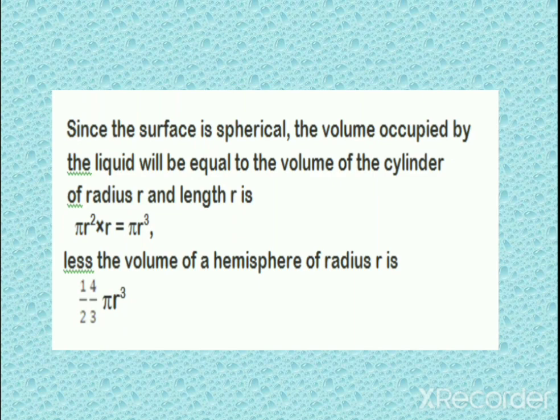Since the surface is spherical, the volume occupied by the liquid will be equal to the volume of the cylinder of radius r and length r. Why length r? Here we are taking a meniscus. So we get pi r square into r, which is pi r cube, less the volume of the hemisphere of radius r. We know that the volume of a sphere is 4 by 3 pi r cube, so the volume of the hemisphere is 1/2 of 4 by 3 pi r cube.